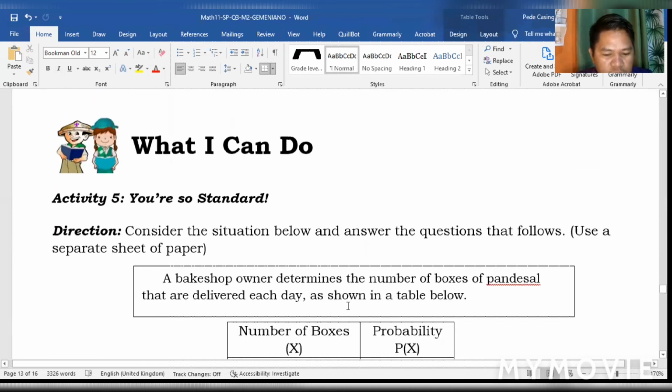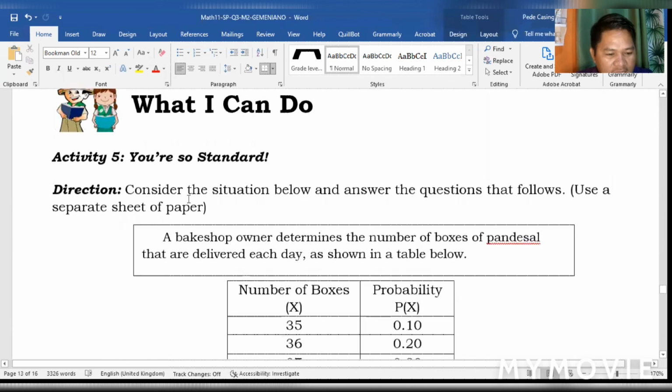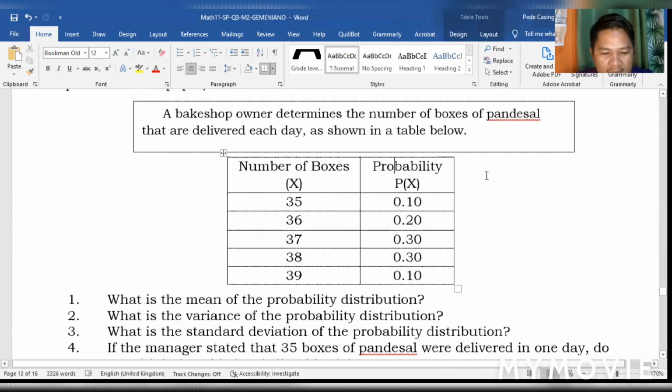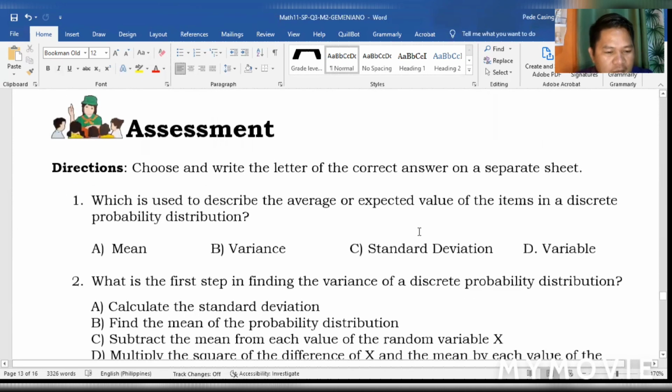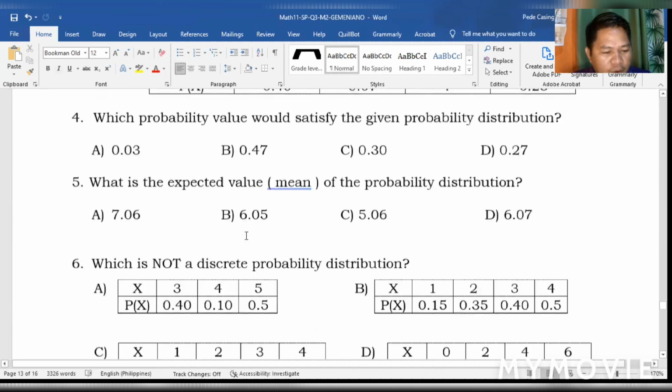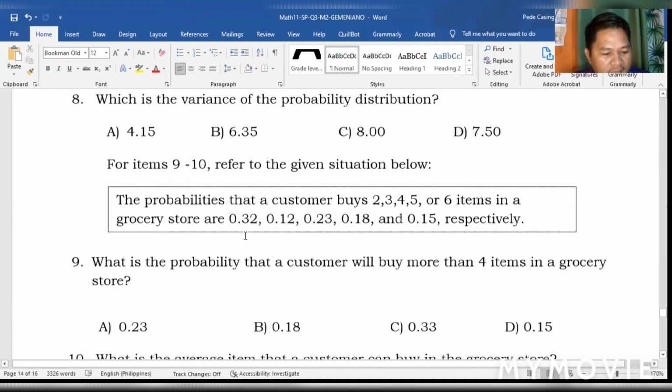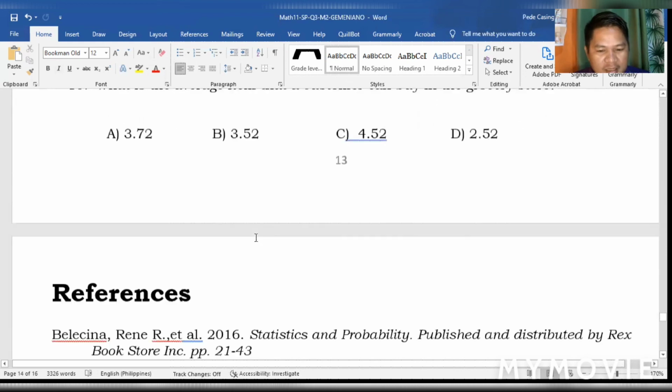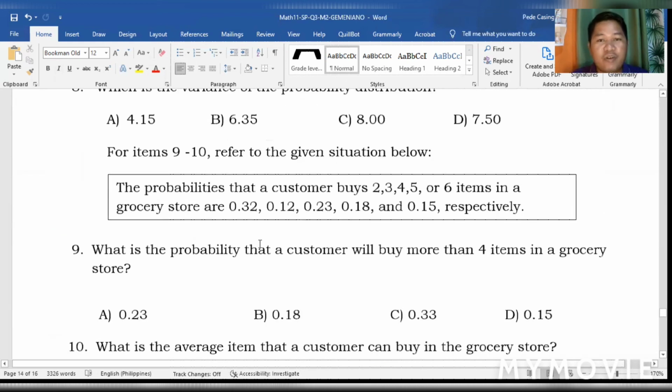What I can do. So you can have another set of activity. Consider the situation below and answer the questions that follow. You can use a separate sheet of paper. So the same procedure lang, mag-add ka lang dito ng another column to find the variance. Then we have the assessment based on our discussions. You answer assessment 1, 2, 3, 4, 5, 6, 7, 8, 9, 10. So yun lang po ang ating discussion for this day.